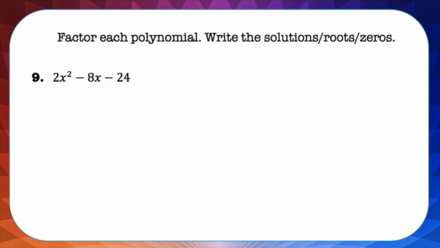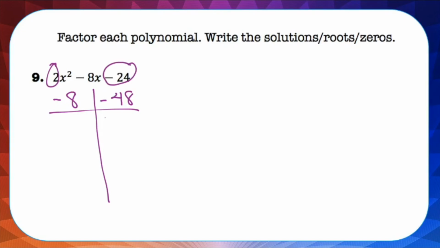All right, so for number 9, you're going to make the left-hand side as adding to negative 8, which is your b, and multiplying to a times c, so that's 2 times negative 24, which gives us negative 48. And you have several different ways to get to negative 48. You could either use 2 and 24, 3 and 16, 4 and 12. 5 doesn't go in. 6 and 8 does. And then you have your 48 and 1, of course.